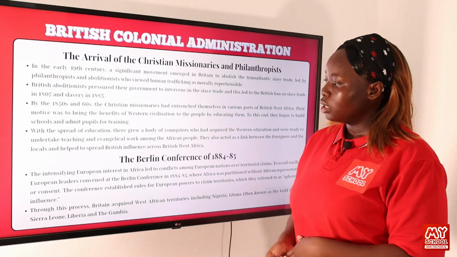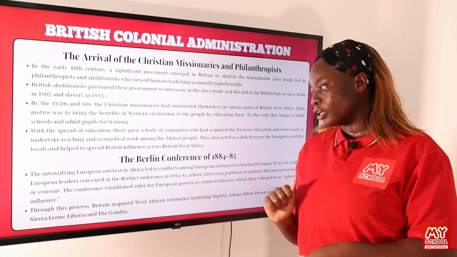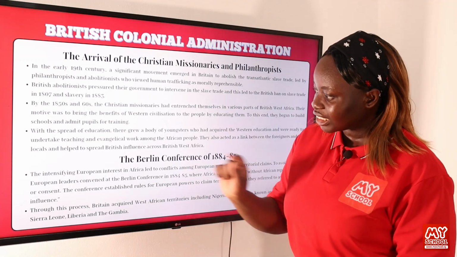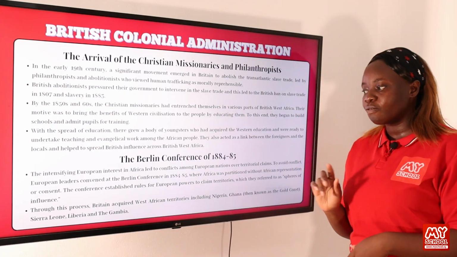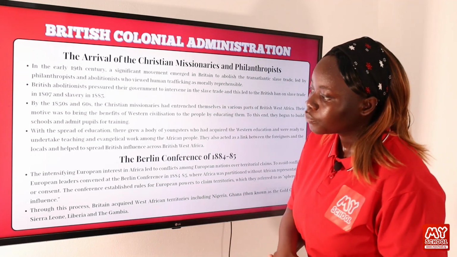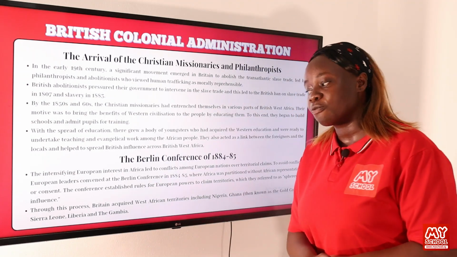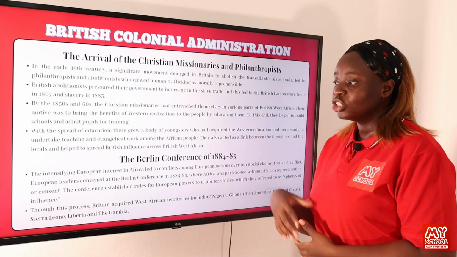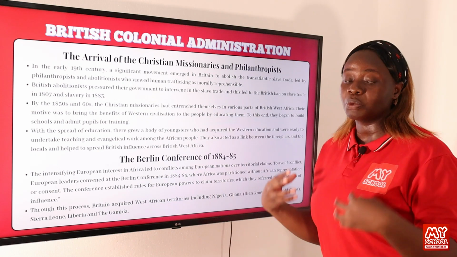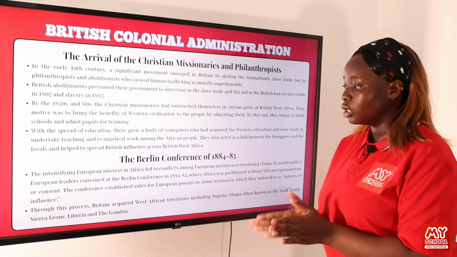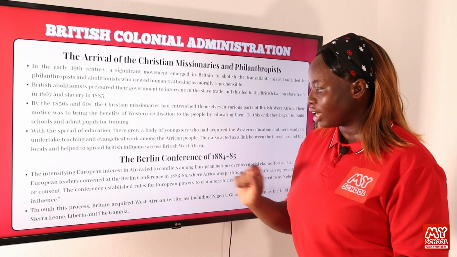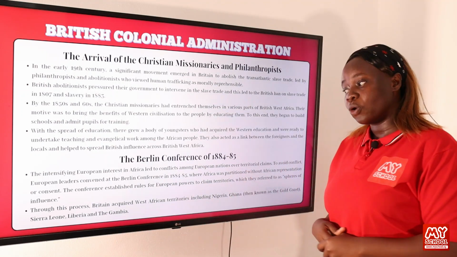So after that came the Berlin Conference, which took place between 1884 and 1885. The intensifying European interest in Africa led to conflict among European nations over territorial claims. To avoid conflicts, European leaders convened at the Berlin Conference. Berlin is in Germany. The Germans had a conflict of interest with other European nations that were trying to acquire territories within the African society. So all of these European leaders gathered in Berlin to have this conference between 1884 and 1885.